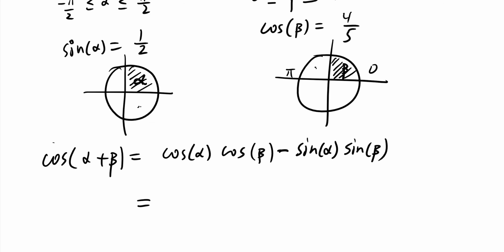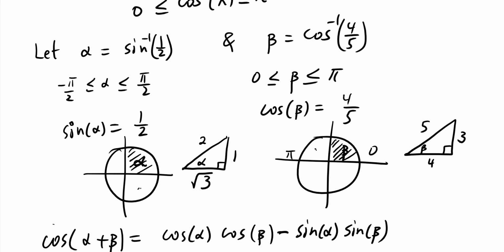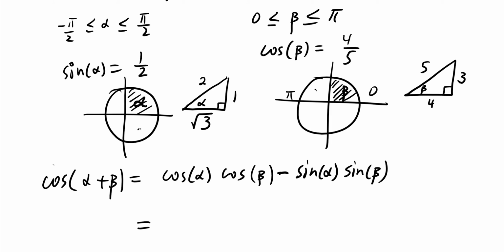So let's see what is given. Cosine alpha is not given, but I do know sine alpha. So we can draw a triangle here. Sine is the opposite over the hypotenuse. So this would be 3. Cosine beta is adjacent over the hypotenuse. So that would be 3. Let's see, we get cosine alpha, adjacent over the hypotenuse. Cosine beta. Both are in the first quadrant, so everything is positive.